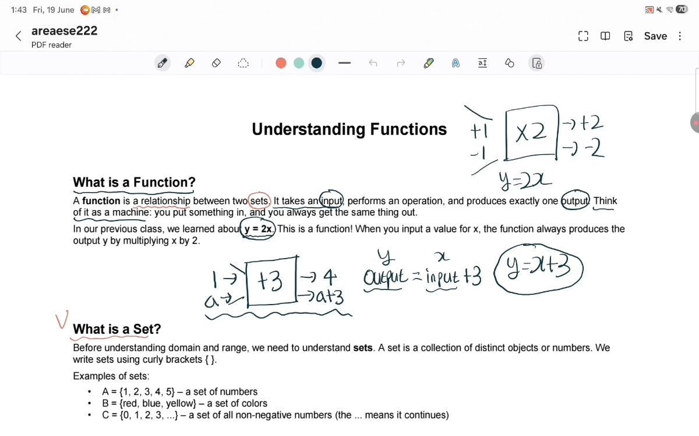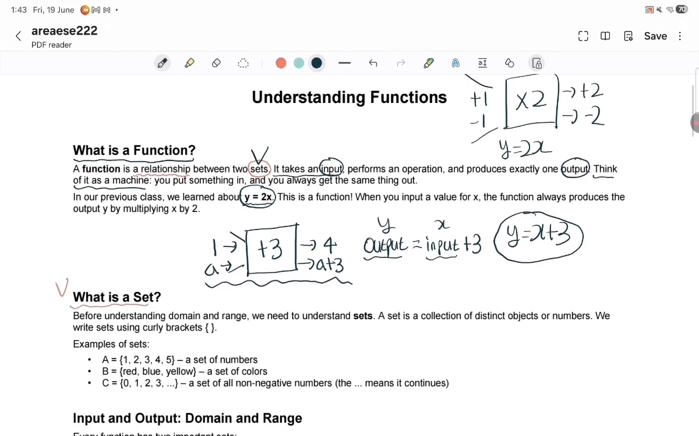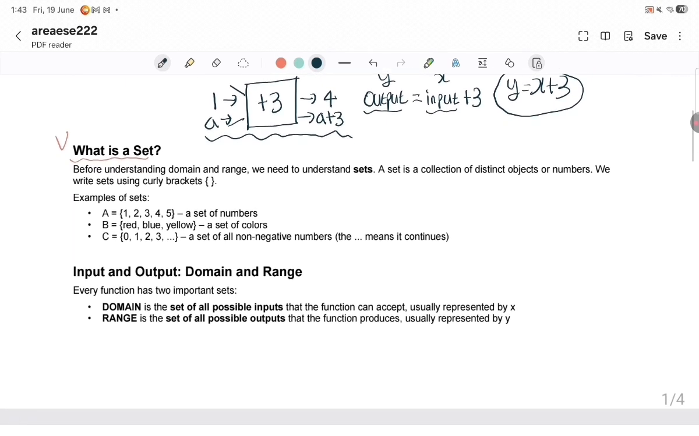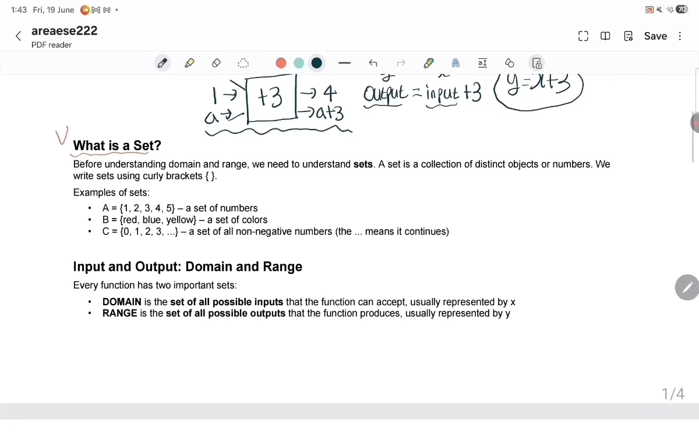Okay then. What about a set? Here we came across the concept of a set. I honestly have no idea if you have heard of the concept of sets. There's a lot in it: union of sets, intersection of sets, and Venn diagrams. But I'm gonna just go over briefly the definition. What is a set? We are gonna go over domain and range as well, but for now, let's focus on sets. A set is a collection of distinct objects or numbers.